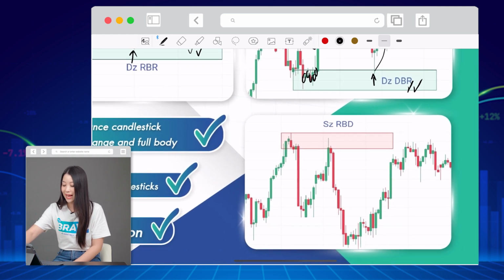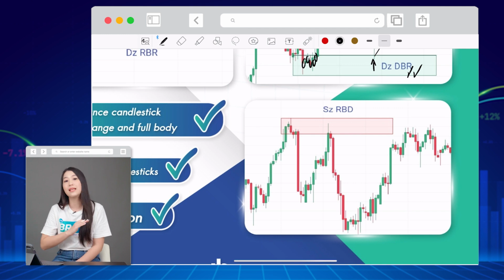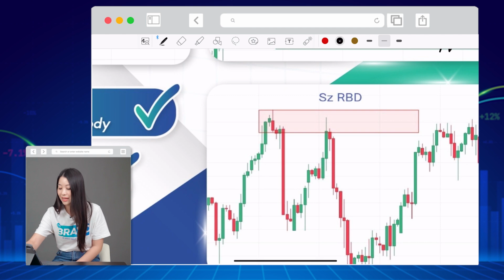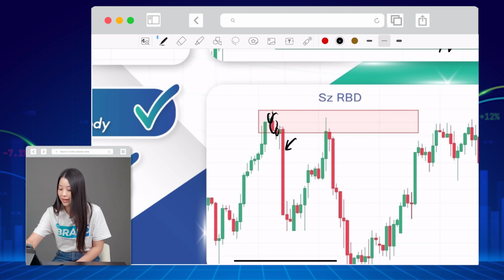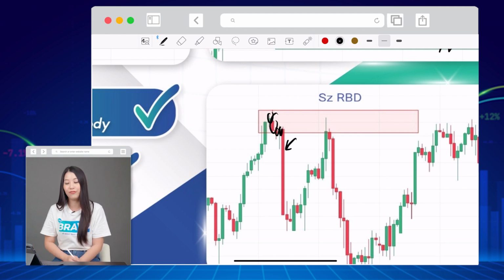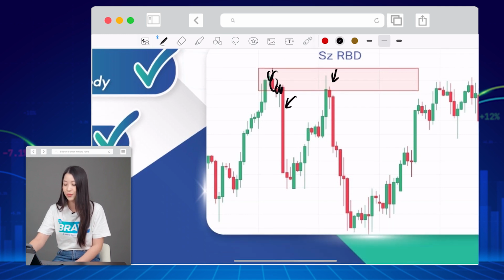Okay, what about the supply zone here? For the supply zone, it's the same thing as for the demand zone. This supply zone has a very huge imbalance. Big red candlestick dropping down, and it has only four candlesticks for the base, so that's all good. And it hasn't been tested, so this is where we enter our trades. And again, if the zone is really strong, it could send the price down to make a lower low.